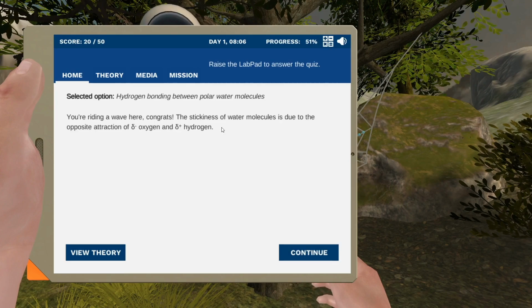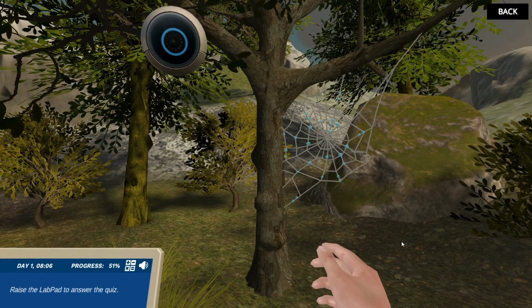You're riding a wave here, congrats. The stickiness of water molecules is due to the opposite attraction of delta-negative oxygen and delta-positive hydrogen.